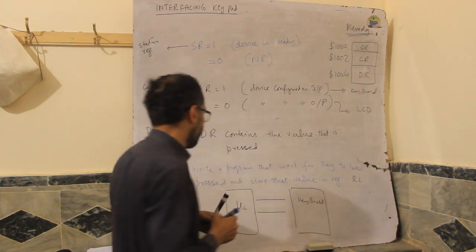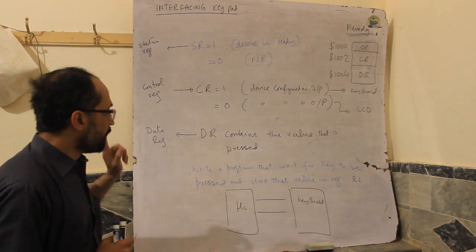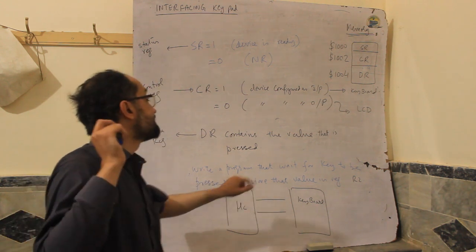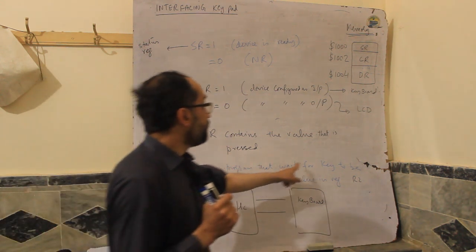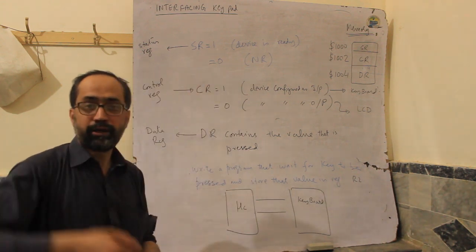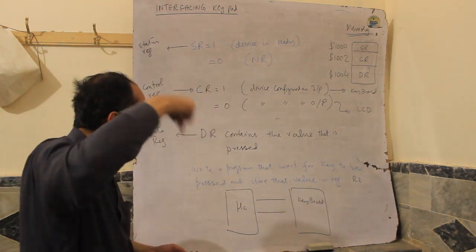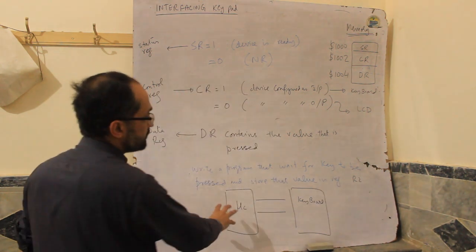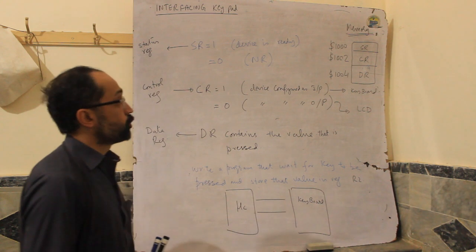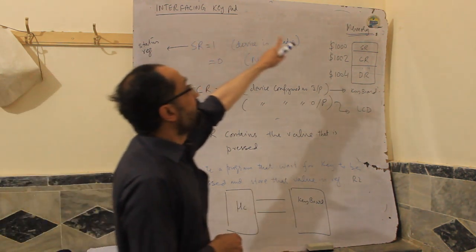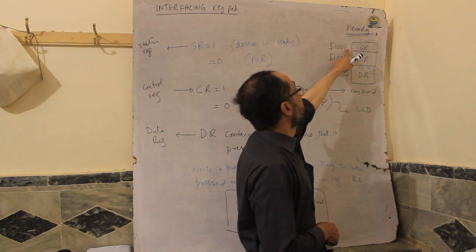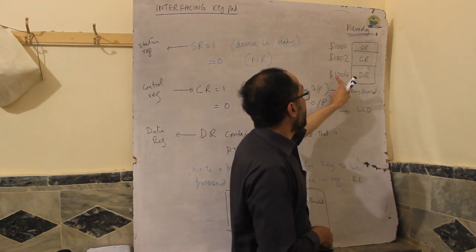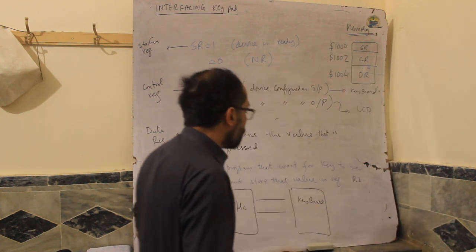So now this is our specification. Now what's our objective? Our objective is to write an assembly language program that waits for the key to be pressed by the user, and it will store that value in register R2. The keypad is interfaced with the microcontroller, and the address of the status register is 1000. The address of the control register is 1002, and the address of the data register is 1004.